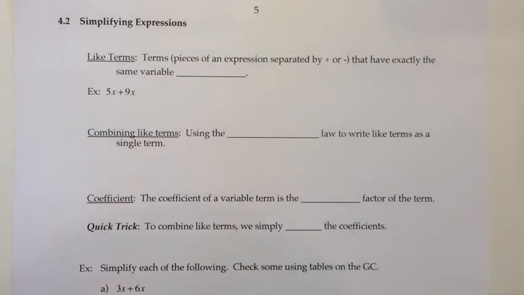Section 4.2, Simplifying Expressions. We're going to start off with a definition of like terms. Terms are pieces of an expression that are separated by an addition or a subtraction sign, and like terms are terms that have exactly the same variable factor.